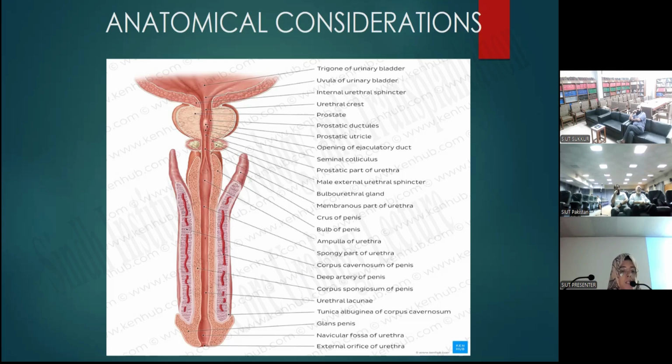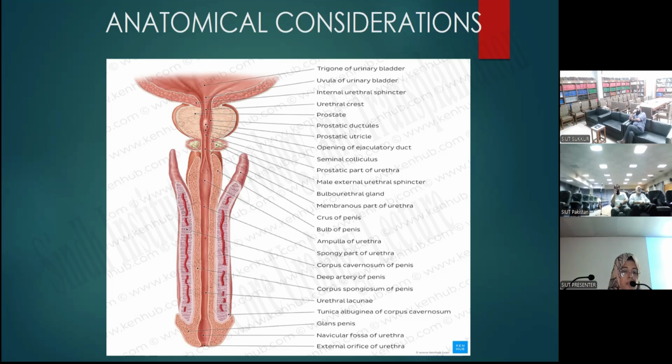The average male meatus can accommodate an instrument or catheter of around 24 French, and the bulbar and prostatic urethra, being the widest part of the male urethra, can accommodate an instrument or catheter of around 32 French, and the bladder neck can accommodate a catheter or instrument of 28 French.